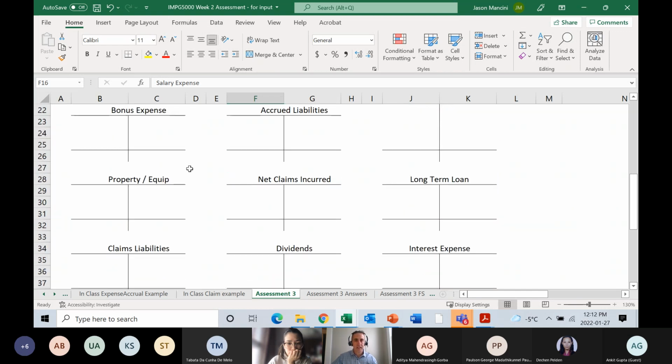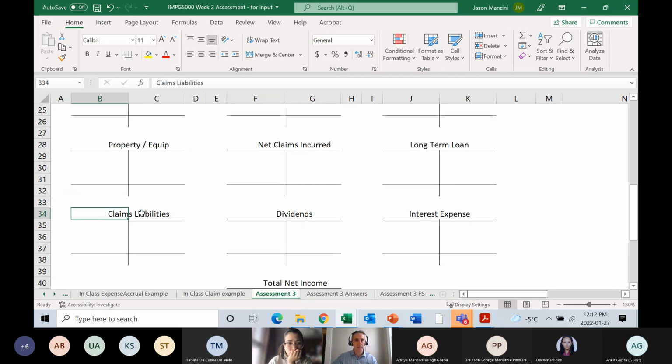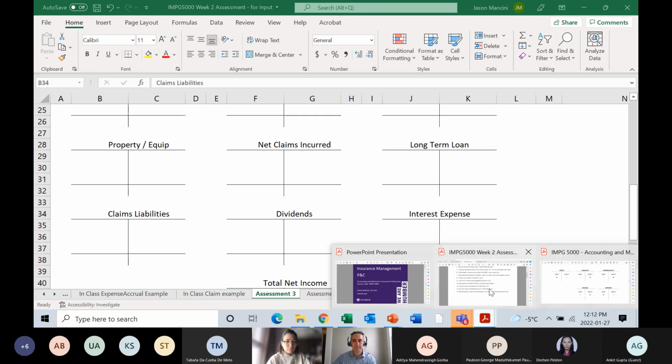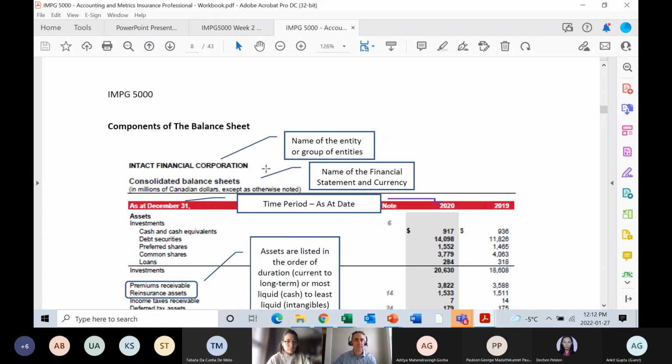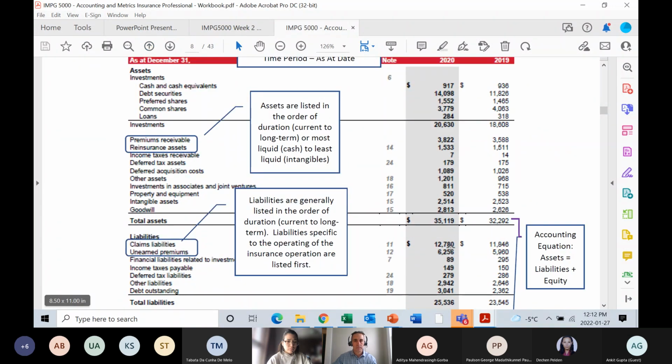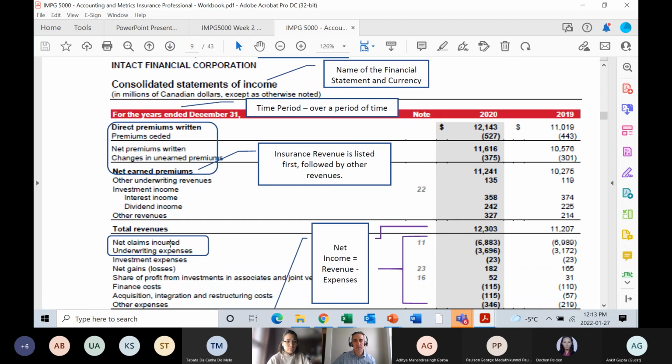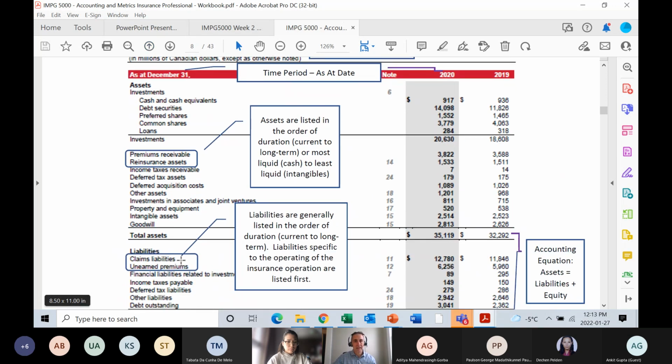So for the claims, we have claim liability. And if you remember on the balance sheet, claims liability is the largest liability. This is the one that's listed first on the balance sheet. Claims liabilities. This is the largest liability. So this is the amount of claims that the insurance company expects it will have to pay at some point in the future. And the largest expense is our net claims incurred. All right, so those are our two accounts that we see on this income statement, net claims incurred, and on the balance sheet, we have our claims liabilities.